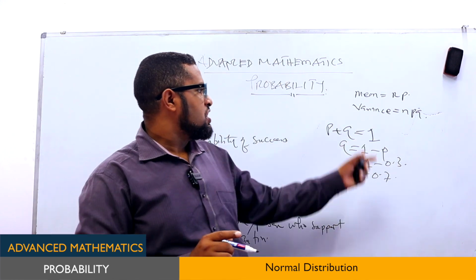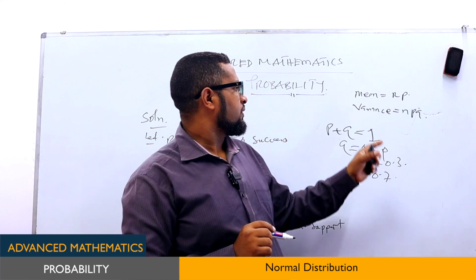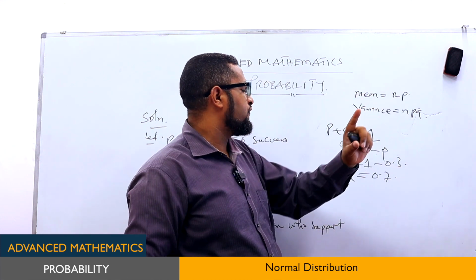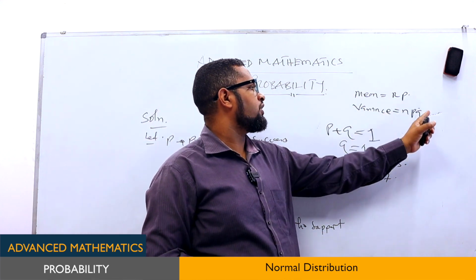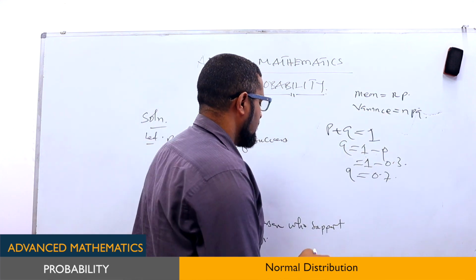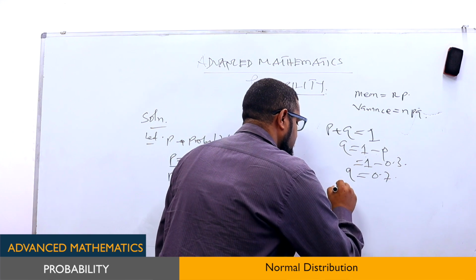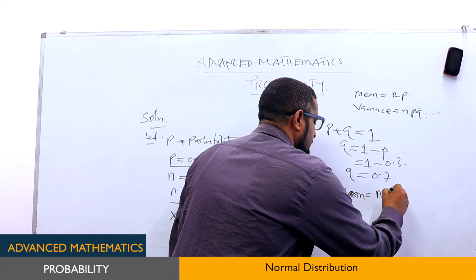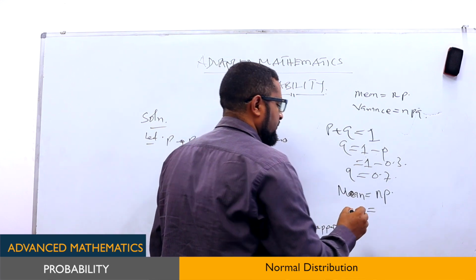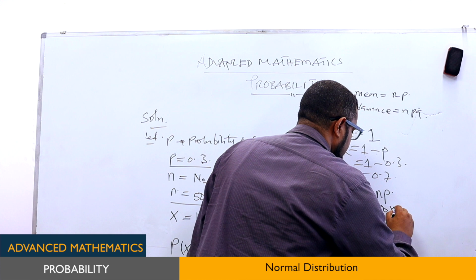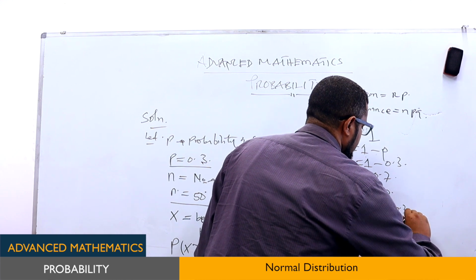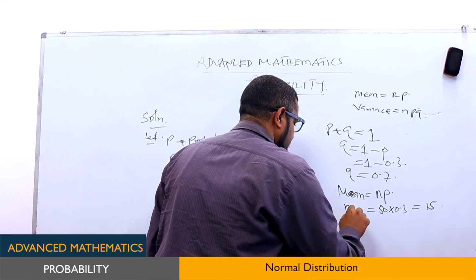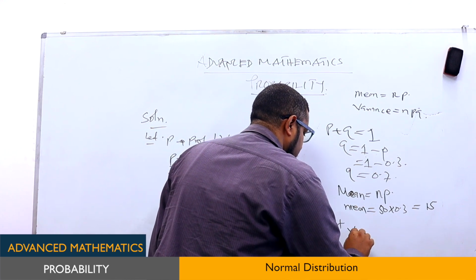Now let's check. What is the mean of this question, having n of 50 and p of success as 0.3? Now find the mean. So the mean is equal to np. When you find the mean, it is 50 times 0.3, which is equal to 15. That is the mean.